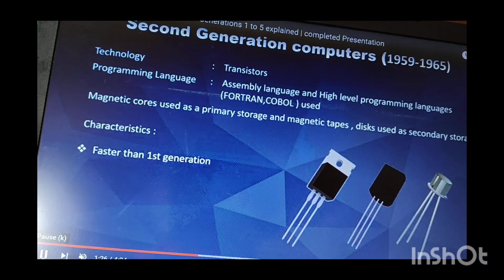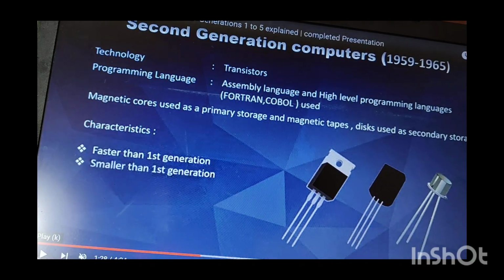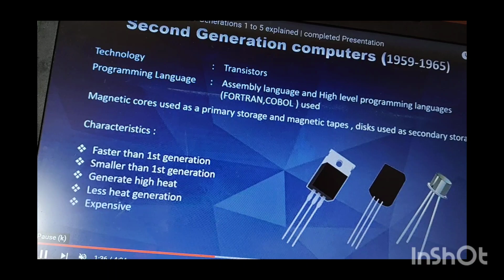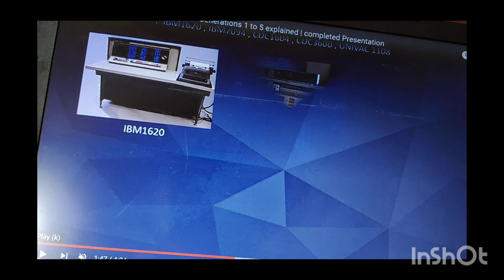What is the programming language of this computer? The programming languages were Fortran and COBOL. These are assembly languages or high-level programming languages that were used. Clear? Now the characteristics of these computers: they were faster than first generation computers and smaller in size, but they generated high heat, though less than the first generation. They were also expensive in nature, and more energy efficient and reliable than the first generation.